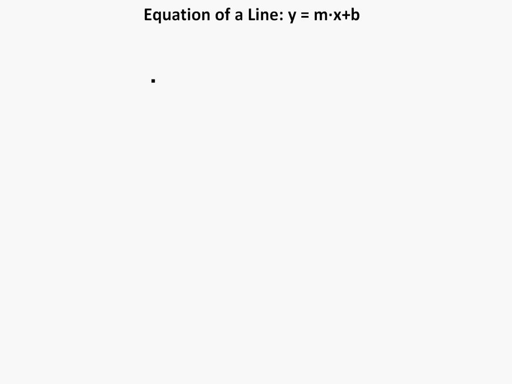Today we're just going to discuss basic principles of the equation of a line. You can see this is basically the simplest form: y equals m times x plus b. So m equals rise over run of an equation, and b is equal to the y-intercept.